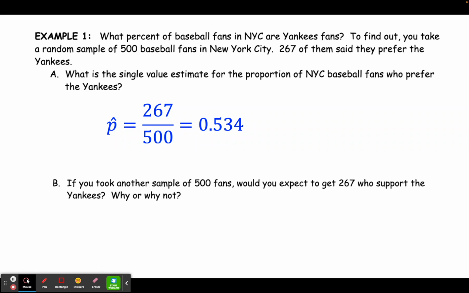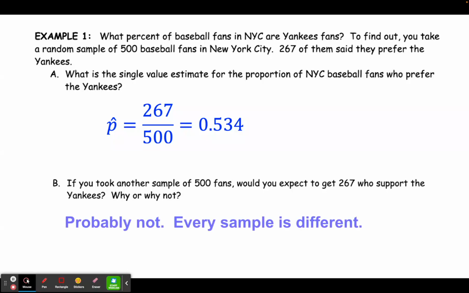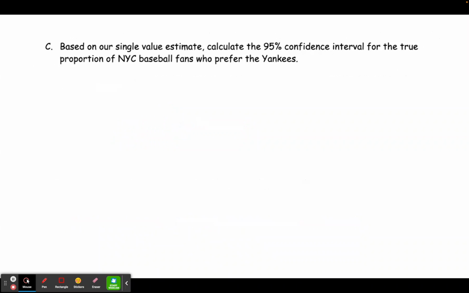Now, if we took another sample of 500 fans, would you expect to get 267 who support the Yankees? Why or why not? In this case, I would say probably not, because every sample is a little bit different. You may get some samples that are less than that, some that are greater than that. But our idea is that we're going to use this one sample with a margin of error that's hopefully going to be correct 95% of the time. But not every sample is going to give us 267 out of 500.